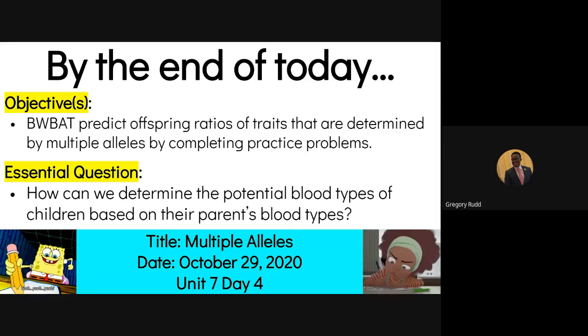As you all write down that basic information, I will read the objective and the essential question. So by the end of today, biologists will be able to predict offspring ratios of traits that are determined by multiple alleles by completing practice problems. The essential question: how can we determine the potential blood types of children based on their parents' blood types? So today we're going to introduce these concepts of multiple alleles, meaning the traits that are determined not by 2 alleles, as we've discussed over the last 2 days, but actually by 3 or more.